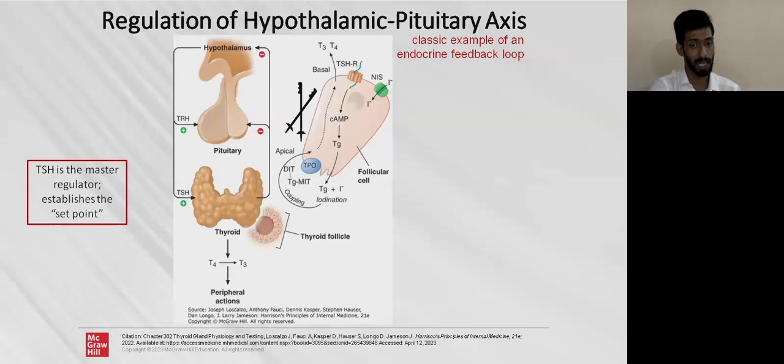Now this T3 and T4 are, through a negative feedback loop, inhibiting both TSH and TRH, at a higher level at TRH than TSH. Okay. On the right side of that picture, it shows a follicular cell.